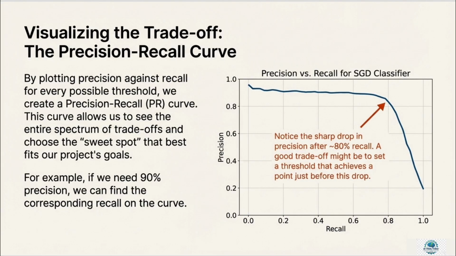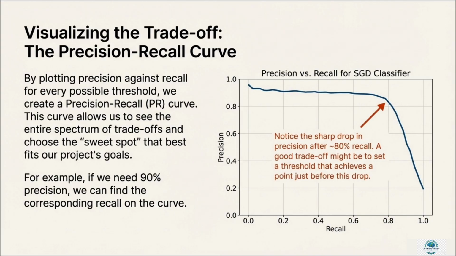To find the perfect threshold, we don't have to guess. We plot the precision recall, or PR, curve. This graph visualizes precision against recall for every possible threshold setting. The ideal spot would be at the top right corner, 100% precision and 100% recall, but reality is a curve. Look at the blue line for our SGD classifier. You can see it hold steady for a while, but once we try to get recall above 80%, precision falls off a cliff.